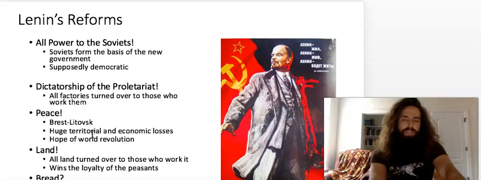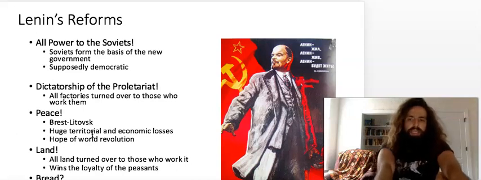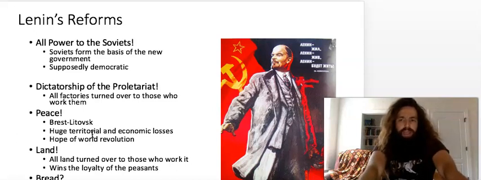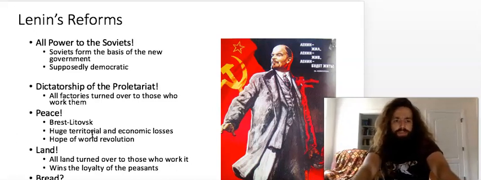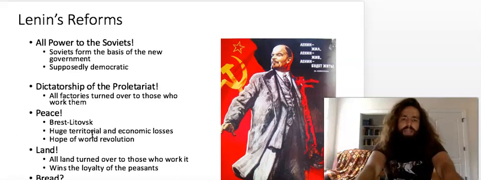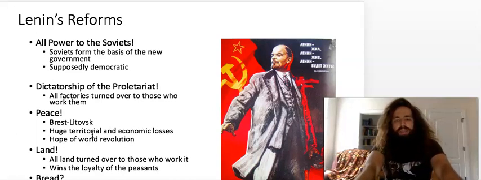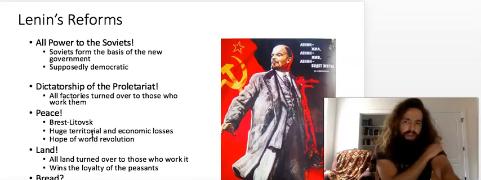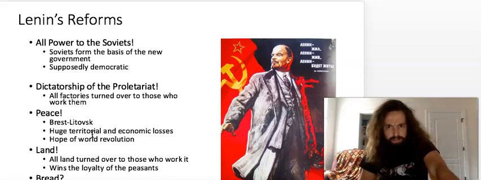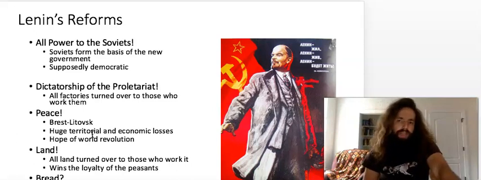Lenin does follow through on his promise for peace. He immediately reaches out to Germany and fairly quickly signs a treaty known as the Treaty of Brest-Litovsk. And basically what happens here is Russia is willing to give up just huge amounts of territory to Germany as long as Germany promises to stop fighting. So they give away most of Poland and the Baltic states and stuff like that, and lose a huge chunk of territory.